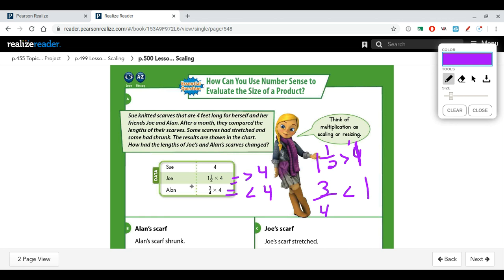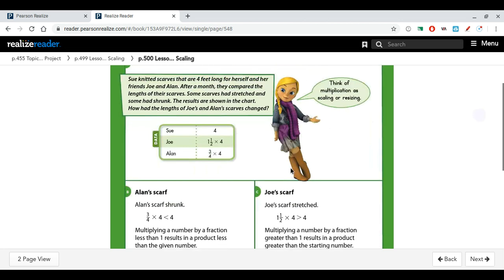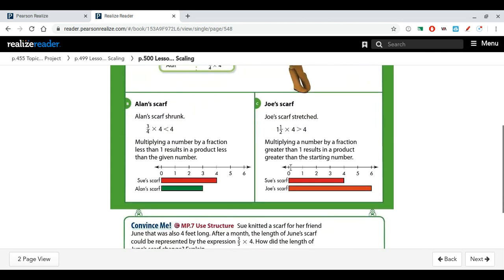Okay, so that's important. When I have a factor that's less than 1, my product is going to be less than the other factor. If I have a factor that's greater than 1, in this case 1 1/2, my product will be greater than the other factor. Okay, so you can take a look here. Here's Alan's scarf, it had shrunk. Here's Joe's scarf, it had increased.